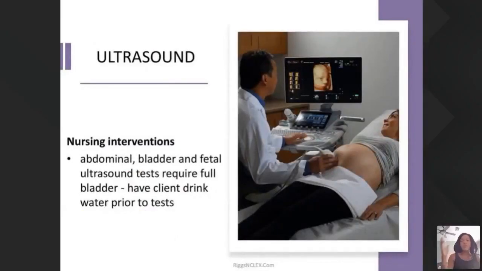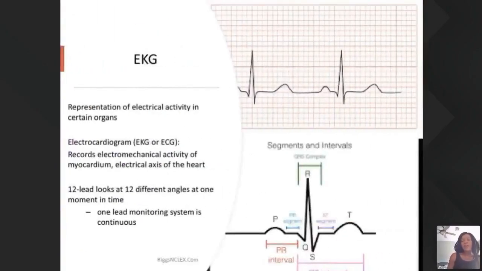Okay, our next diagnostic test, ultrasounds. What is so special about the ultrasounds? Not much. We need a full bladder, especially if you're wanting to see fetal growth and everything. So have them drink a lot of water prior to and hold, Kegel and hold that water in. I need a full bladder. But other than that, not a big deal with those, okay?